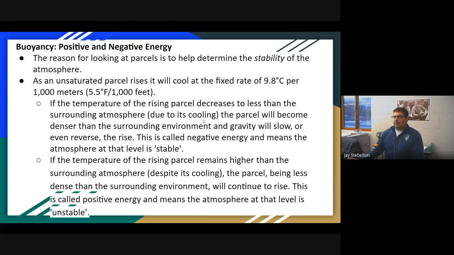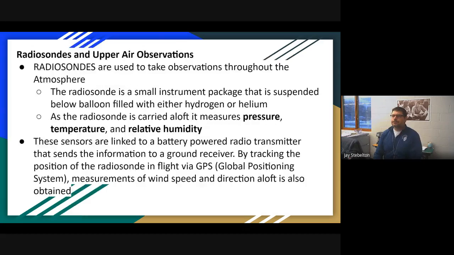If the temperature of the rising parcel, we showed you this in the diagrams, is cooler than the air around it, it starts to be pulled back down to the earth. That's called a stable atmosphere. And if the temperature of the parcel is warmer than the air around it, it'll continue to rise. Rising air creates an unstable atmosphere.